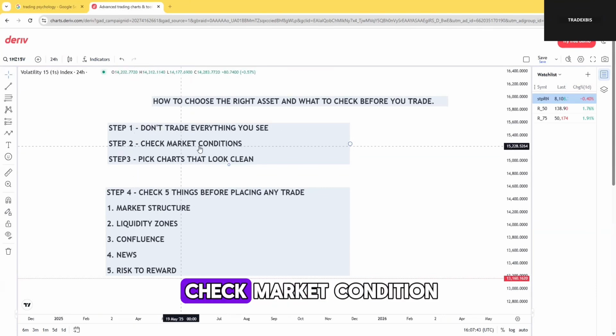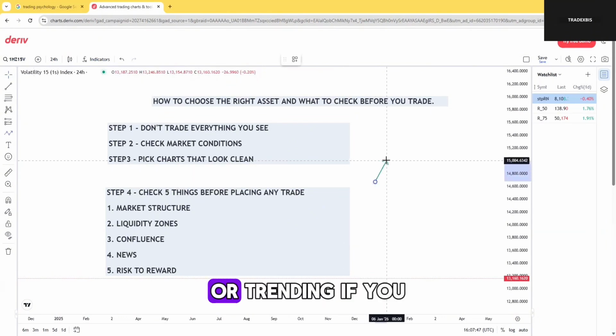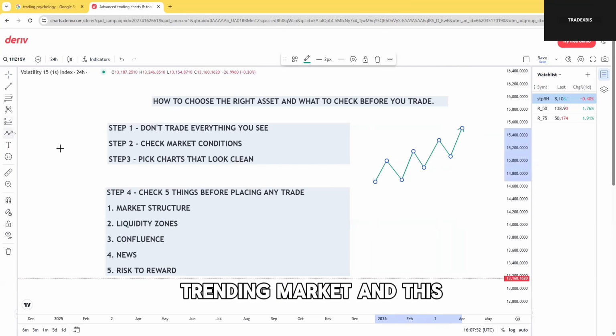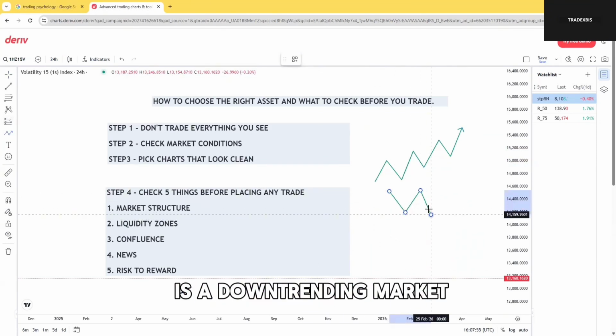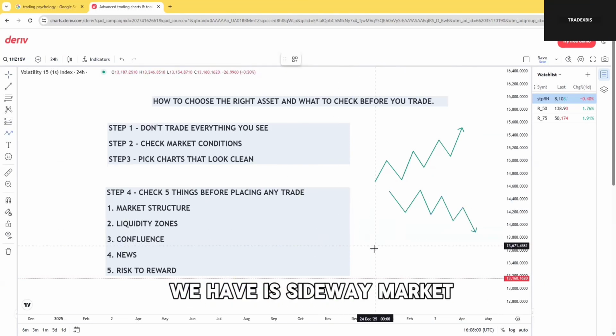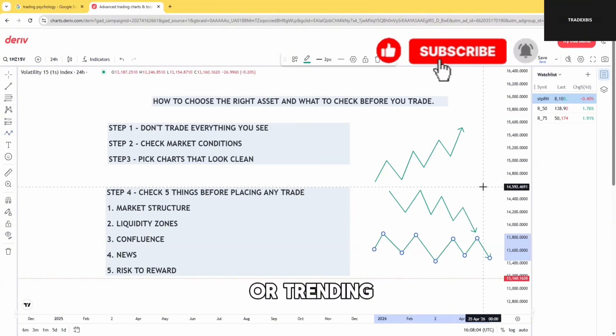The second step is check market condition. You have to check the market condition to know if the market is ranging or trending. If you see something like this, this is an uptrending market. And this is a downtrending market. And the last one we have is sideways market. You have to know the market condition. Is the market ranging or trending?